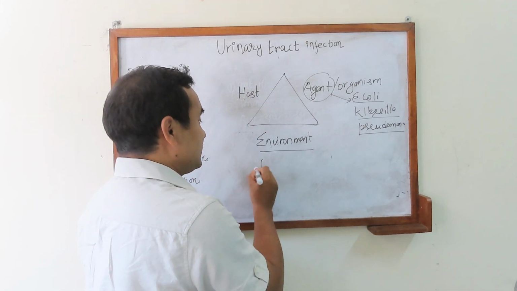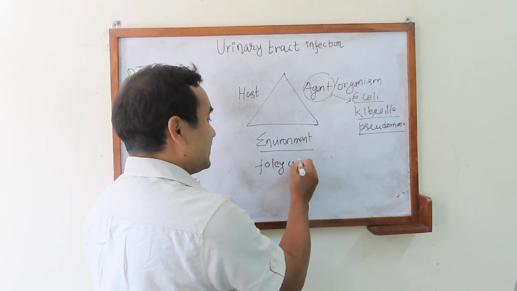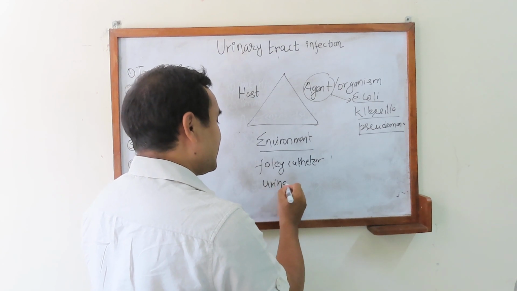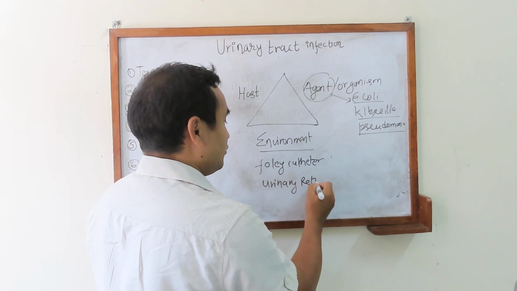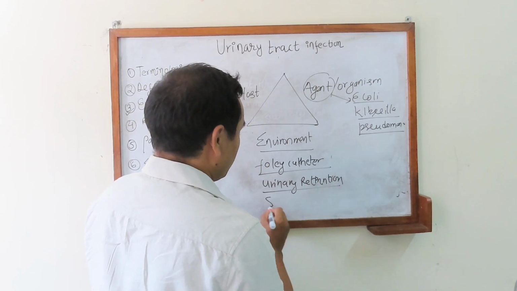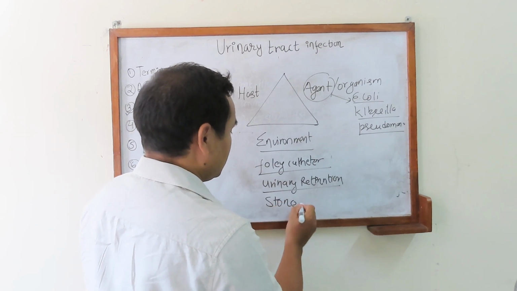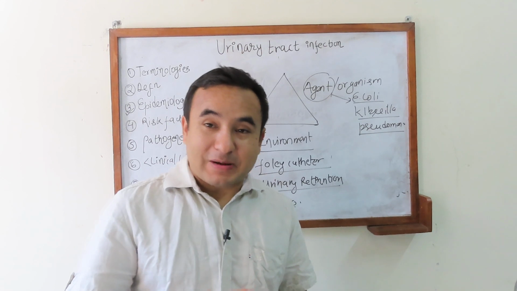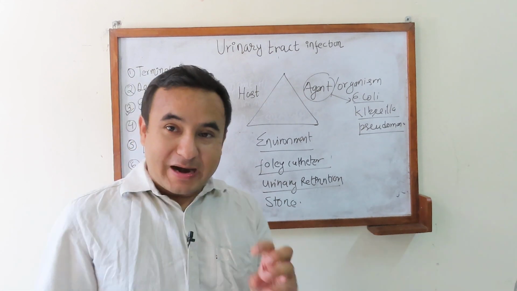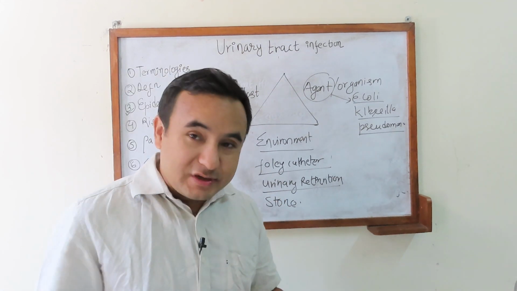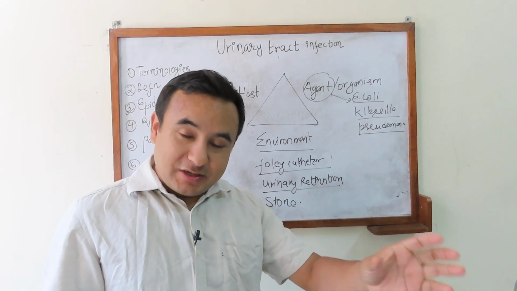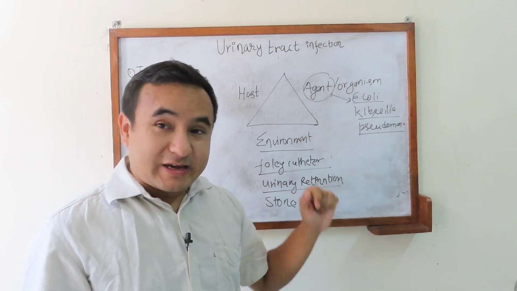Like if someone has the Foley catheter, then that's a favorable environment. Or urinary retention, like in a patient with BPH or uterovaginal prolapse, or Foley's catheter, urinary stones. So if the bladder retains some urine, or the bladder has stones, or the kidney has stones, or there is a Foley's, these environments are favorable for the transmission and the growth of these organisms.